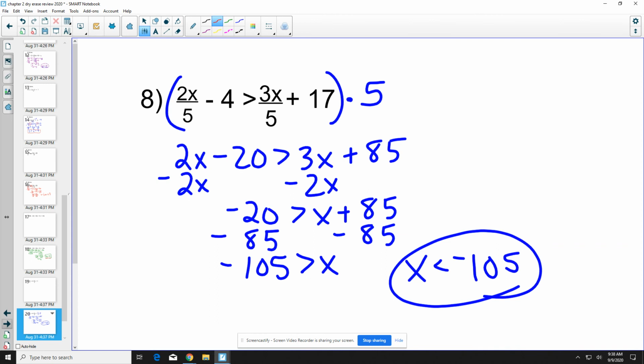All right, let's see how we did. I decided to multiply by 5 to get rid of my denominators of 5 here, which when you do that, you have to multiply every term by 5. So you should have gotten that 2x minus 20 is greater than 3x plus 85. Then I subtracted 2x from both sides, and then subtracted 85. Remember, your answer was with your variable first, so you got x is less than negative 105.